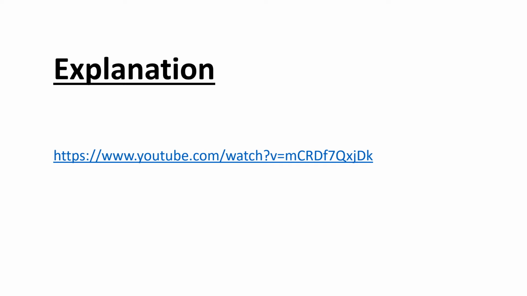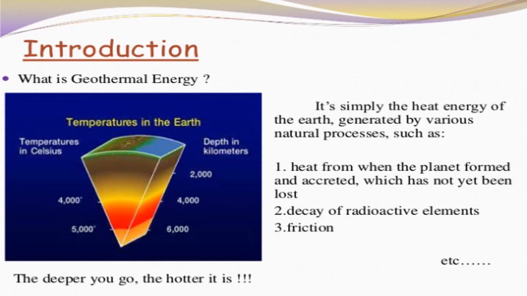Geo means earth. The deeper we go in the earth, we get too much heat there. So every layer of the earth gets more heated. So it's simply the heat energy of the earth generated by various natural processes, such as heat from when the planet formed and which has been lost. Number two, the decay of the radioactive elements and the friction of the two layers of the earth.